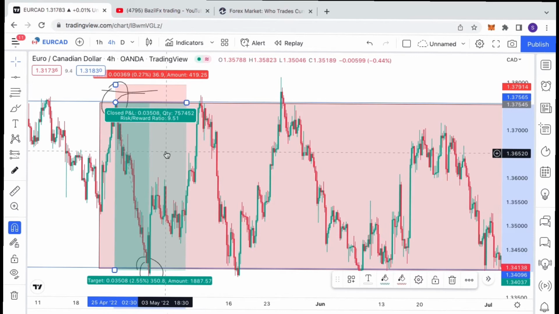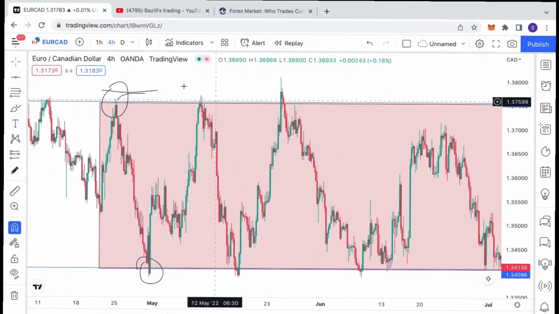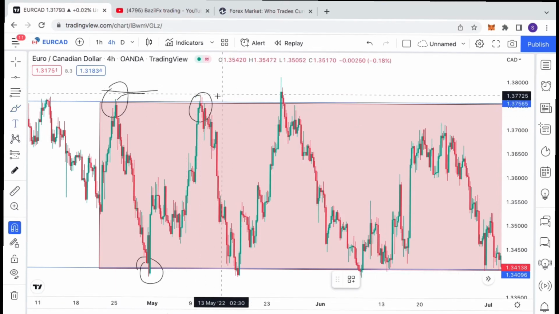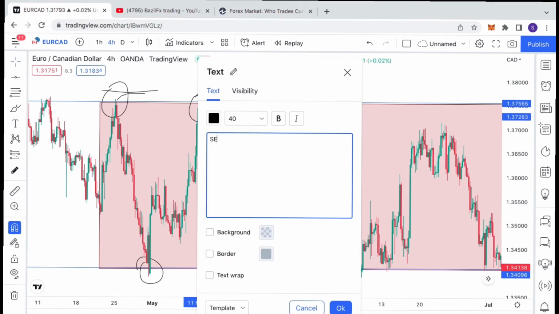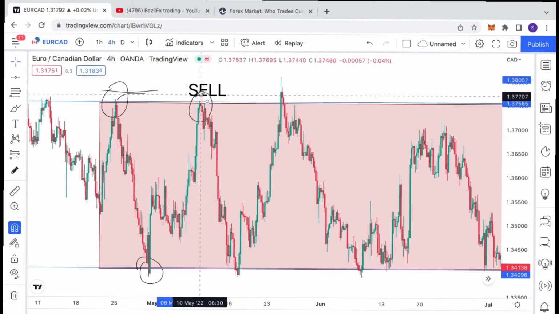But again, let's say we didn't find that trade, we wait for when the market comes back to a certain zone like this one, you see? So here we again, we do what? We sell. Here we sell. At this level here. Here we sell.